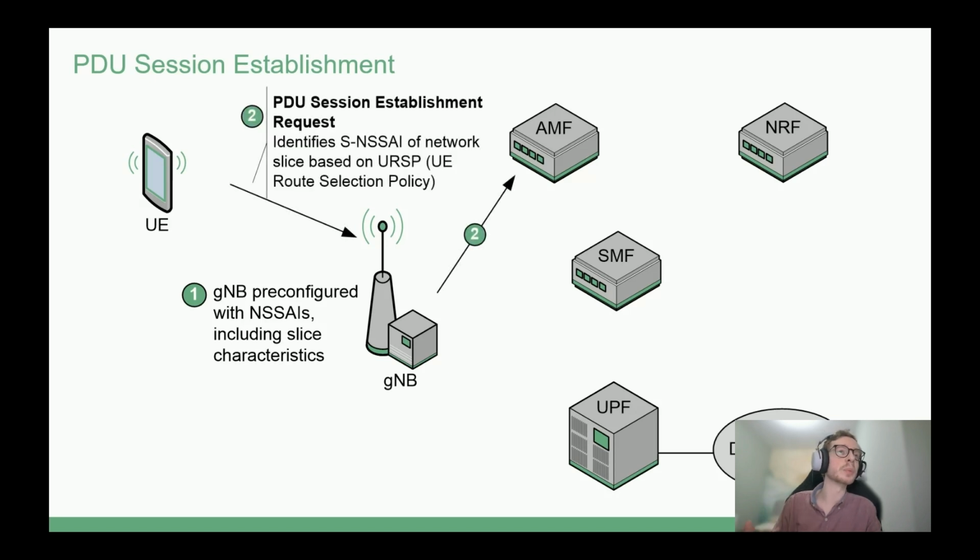So we've got here the gNodeB is pre-configured with the NSSAIs, including the slice characteristics. The PDU session establishment request is sent up from the user equipment all the way to the AMF. Now, at this point, the AMF needs to find an SMF which supports that specific network slice. So it queries the network repository function. As the name suggests, the network repository function holds a repository of all the different functions that exist within the 5G system. So we can specify, I'm looking for an SMF, I'm looking for it to support a specific slice. Please, can you find me that information?